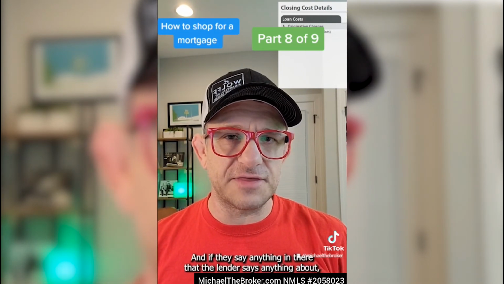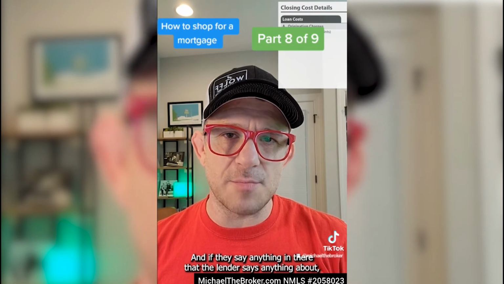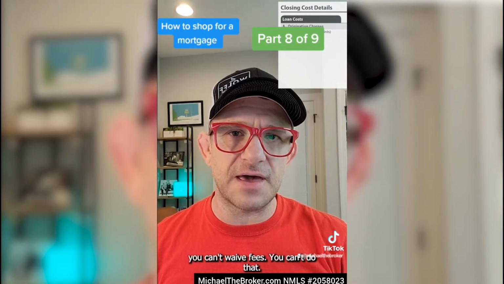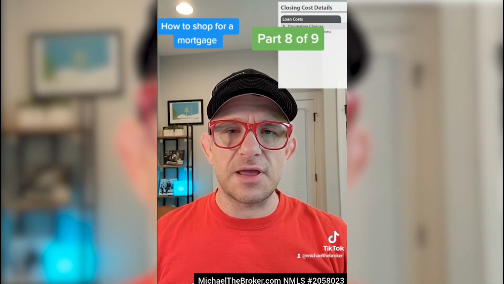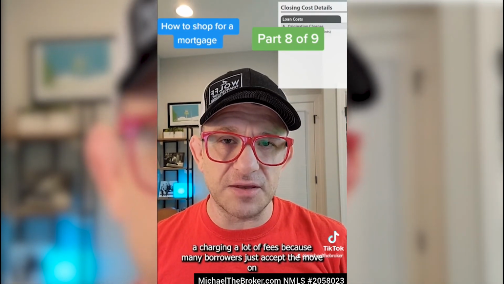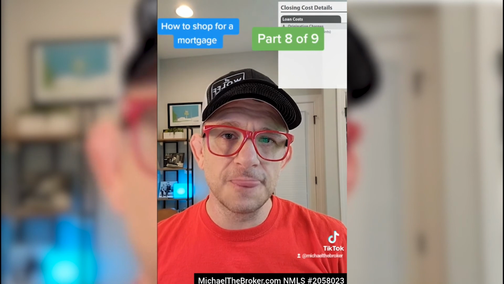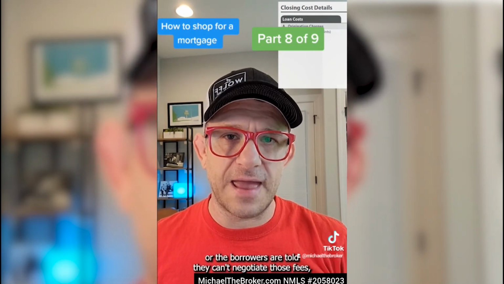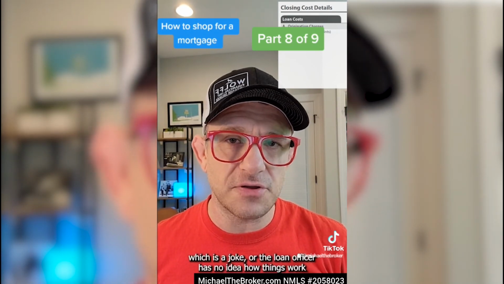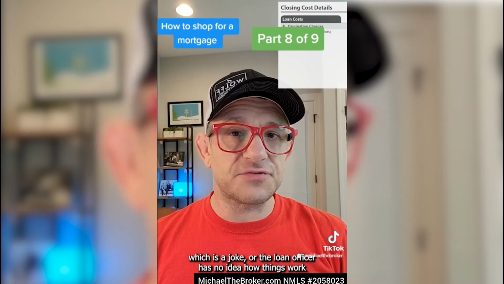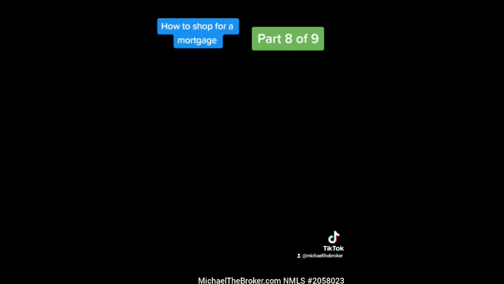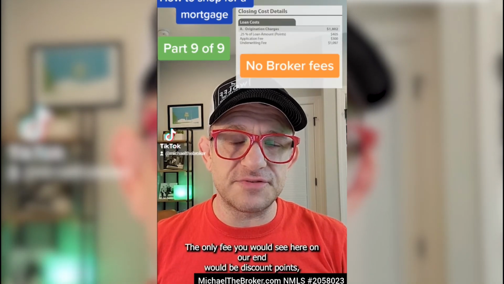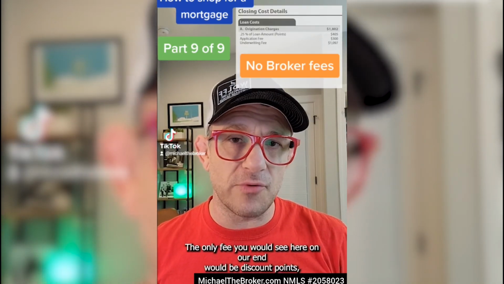And if the lender says anything in there about you can't waive fees, you can't do that, well, you're dealing with probably a big corporation lender where they're A, charging a lot of fees because many borrowers just accept and move on, or the borrowers are told they can't negotiate those fees, which is a joke. Or the loan officer has no idea how things work and they just think that's how the loans are supposed to be.